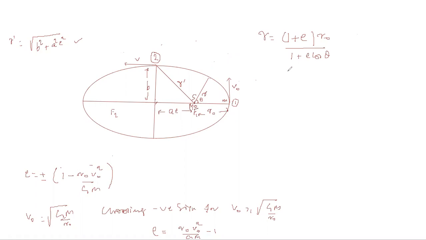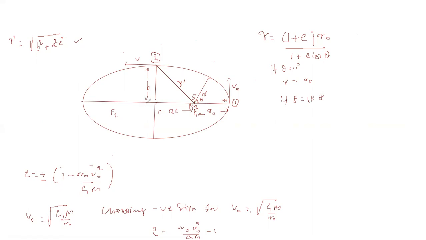Now if we choose theta is equal to 0 degree, then this r is equal to r naught. Putting theta is equal to 0 degree in this equation, this is what we have, as can also be seen from the figure. This is R naught. And if we choose theta to be equal to 180 degree, that is when the planet is at this extreme, the opposite extreme.